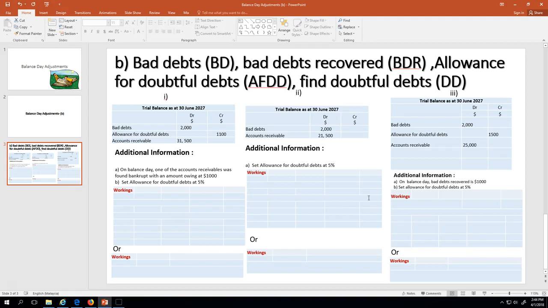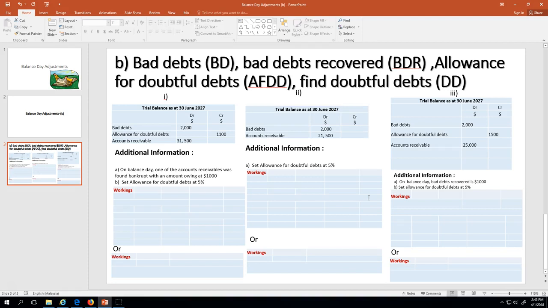Okay, what does bad debt mean? Bad debt means when our account receivable passes away or goes bankrupt, we can no longer collect anything from them. So in this case, when a transaction happens, we need to do double entry. The right double entry would be bad debts debit because it's an expense increase, and account receivable minus on the credit because we can no longer collect anything from them. Alright?